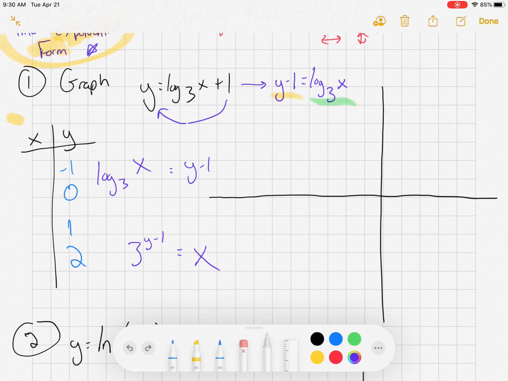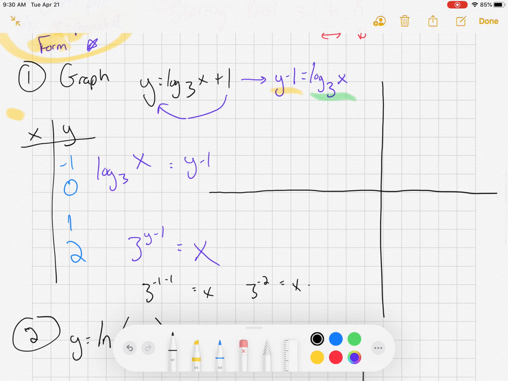Yes, that's the function we had. Okay, so I'm going to plug in my numbers for y. Let's start by plugging in -1. So we plug in -1: 3 to the -1 minus 1 equals x. -1 minus 1 is 3 to the -2 equals x. Now we should know that when we have a negative exponent, it flips. This becomes 1 over 3 squared equals x. So 1 over 3 squared is 1 over 9. So when I plugged in -1, I got 1 over 9.